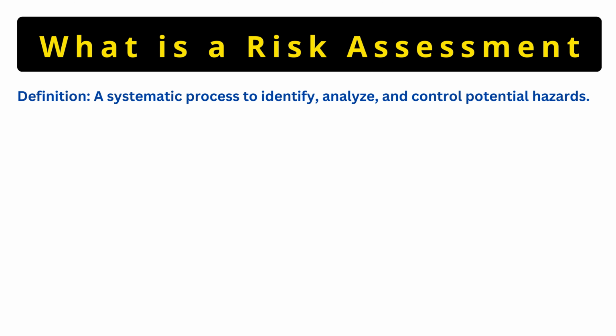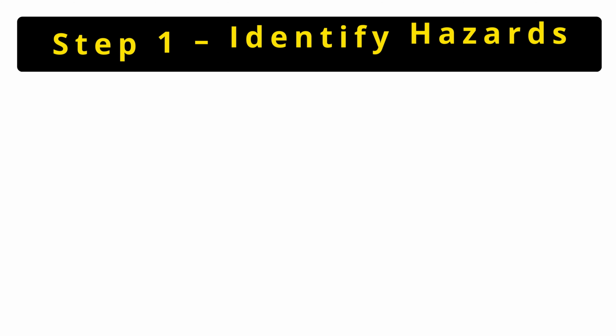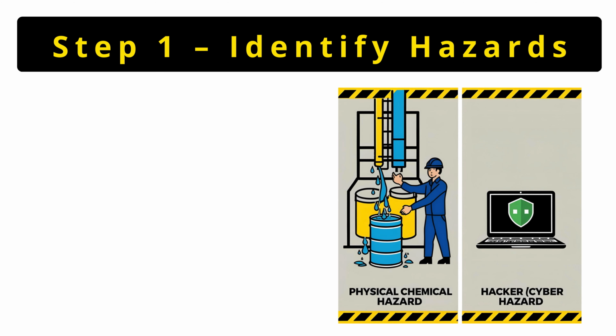A risk assessment is a proactive approach to safety. It's not about waiting for an accident to happen. It's about systematically identifying what could go wrong, analyzing how severe the impact would be, and then putting measures in place to control those risks. For example, if you run a construction site, a risk assessment would help you spot dangers like unstable scaffolding or electrical hazards before someone gets hurt. It's a legal requirement in many industries, but more importantly, it's a best practice for any organization that values safety and efficiency. The first step is all about spotting hazards, anything that could cause harm.